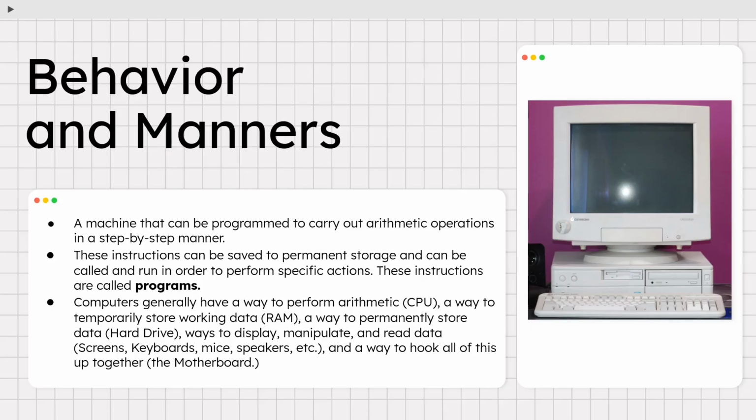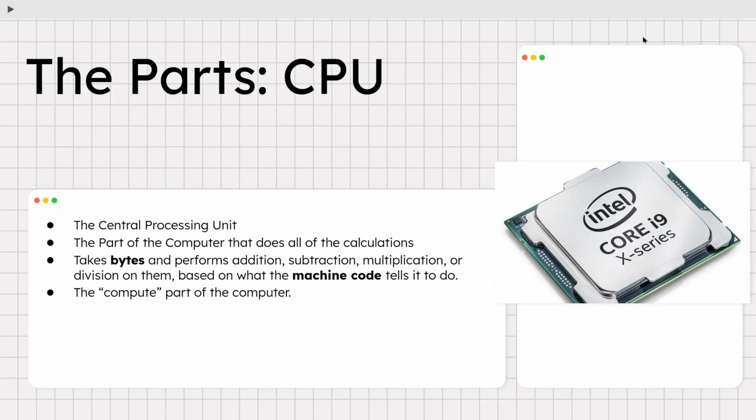These instructions can be saved to permanent storage along with the data that is operated on. They can be called and run in order to perform specific actions, and these instructions that are saved are called programs. Computers generally have a way to perform arithmetic, a CPU, a way to temporarily store working data, RAM, a way to permanently store data, your hard drive or your hard disk, ways to display, manipulate, and read data, so your screens, your keyboards, your mice, your speakers, and a way to hook all of these parts and peripherals up together, your motherboard. Typically, so the CPU, we're going to talk about all the parts now.